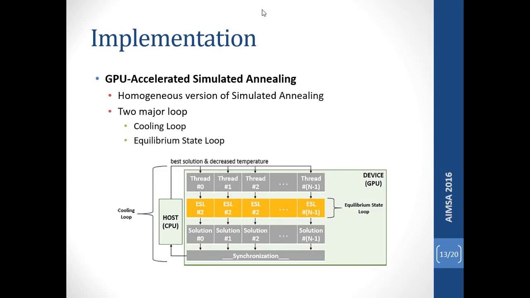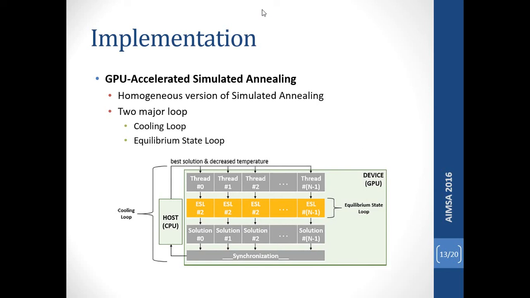So simulated annealing algorithm can be implemented using two different approaches, the homogeneous and the inhomogeneous versions. In this study, the homogeneous version is used due to its capability over controlling the equilibrium state. The implementation of parallel simulated annealing algorithm for route planning consists of two major nested loops as it is presented in the figure. And these are the cooling loop, which controls the temperature of the system, and the equilibrium state loop, which all threads in the GPU are responsible to execute as a CUDA kernel to reach the equilibrium state.